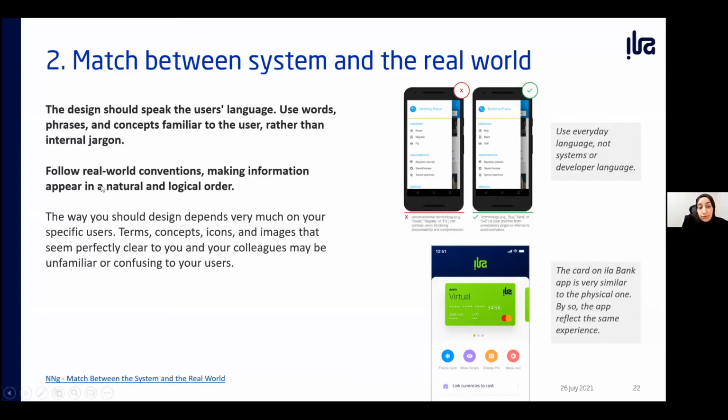Also, we should follow real-world convention, making information appear in a natural and logical order. Another example, in our app, we display for our users the card, which is really the same one as the physical card. So we are reflecting the same experience in the physical and the digital world.